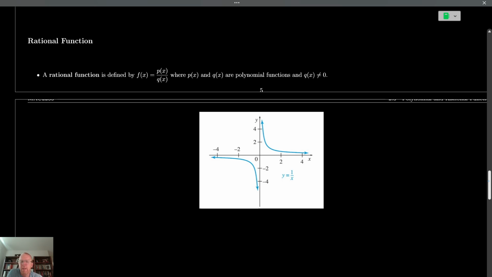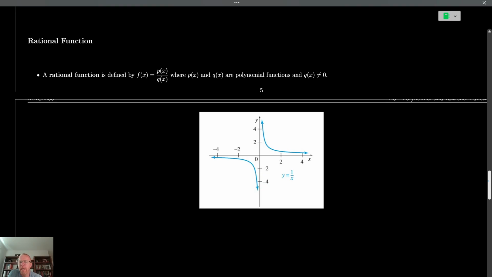Wherever it is 0, you either have what's called a hole in the graph, which most of the time we don't have in this course, or we have what's called a vertical asymptote. So here you see y equals 1 over x. We have the constant polynomial 1 on the top and the linear polynomial x on the bottom. This gives us a vertical asymptote. As we get closer to 0 on this side, we're going down to negative infinity. As we get closer to 0 on this side, we're going up to positive infinity. And by closer to 0, I'm talking about x getting closer to 0.